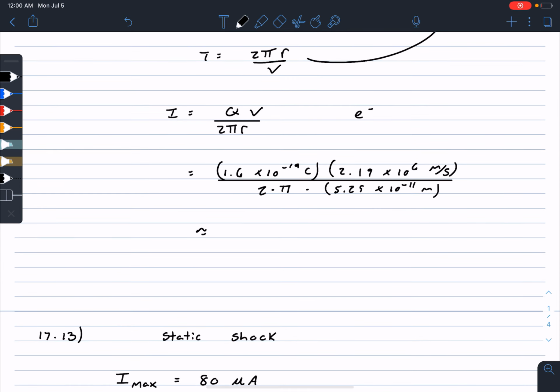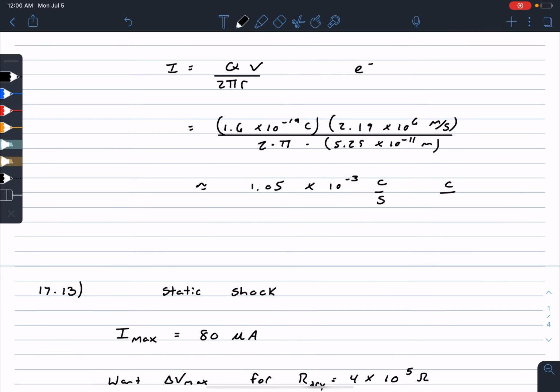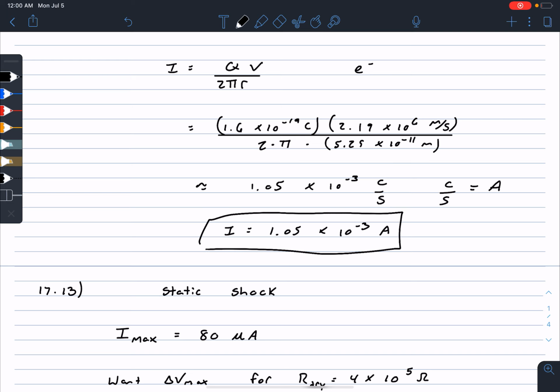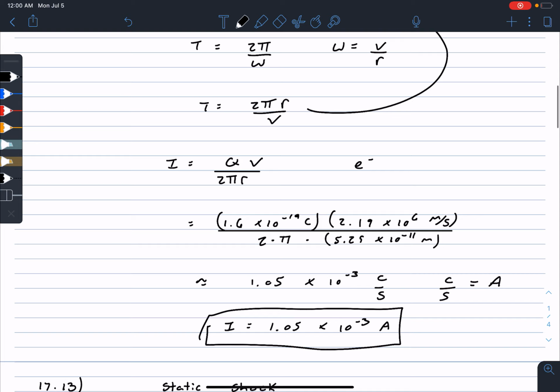Plug all this in, and we end up with 1.05 times 10 to the negative 3 coulombs per second, which is also this, coulombs per second is equal to an amp, by the way. So you can just rewrite it. The current for an electron moving around in orbit around a nucleus is 1.05 times 10 to the negative 3 amps. So that's the answer. Next problem.